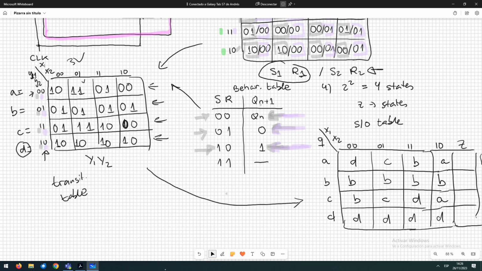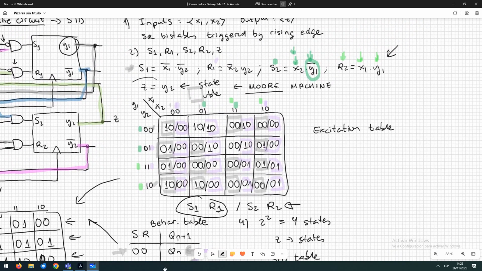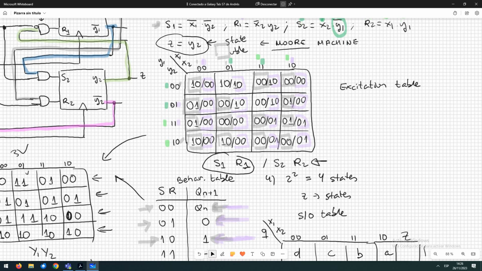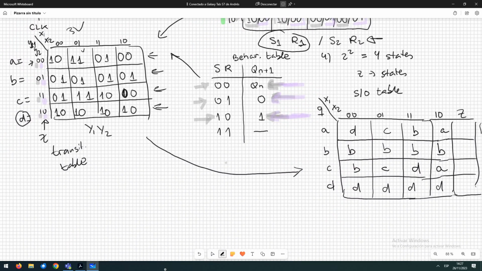And what happened with the value of the output? Remember that the output was the state variable y2. So the state variable y2 is in this column. So this is going to be the values of the output, because according to the analysis of the circuit, we have this. So copying these values in the column of the output, we have 0, 1, 1, 0. So we have finished the state output table.